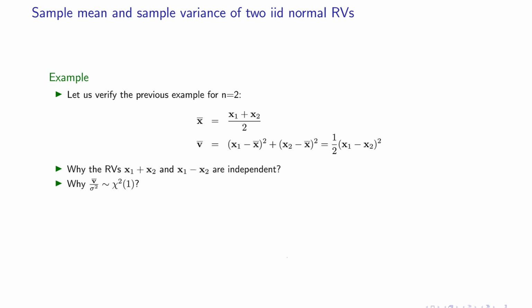So in other words, the sample variance divided by the true variance has a chi-square distribution of degree 1, because in fact here you have the square of one normal random variable, not two.